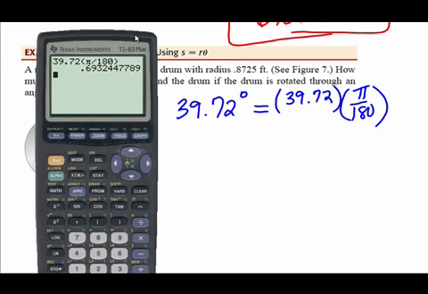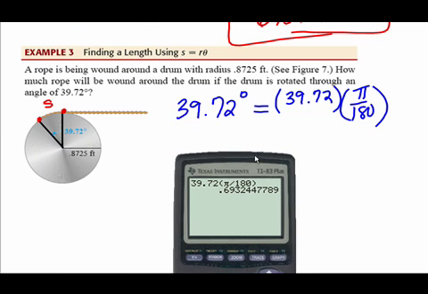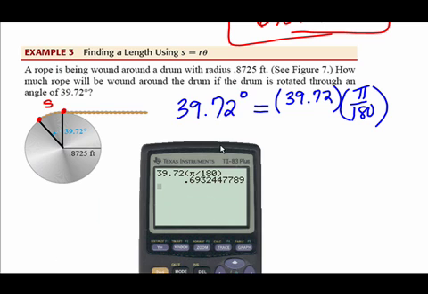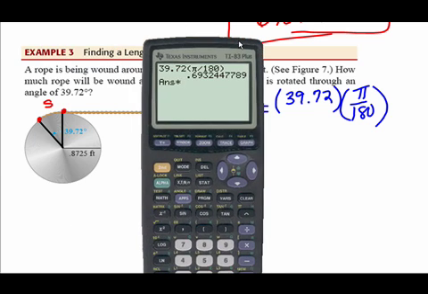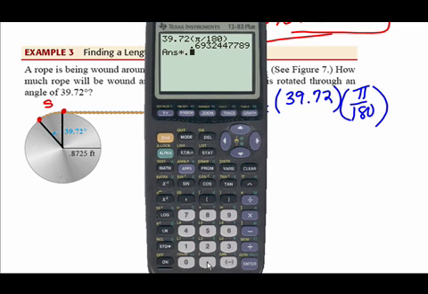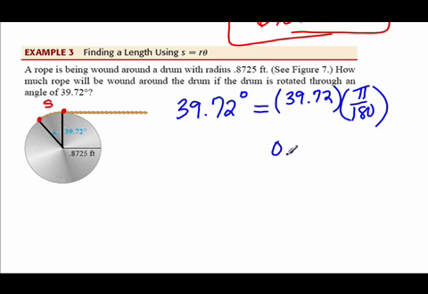I'm going to leave all of that in the calculator, right? Because we're just going to turn around and multiply that by the radius of the circle. The radius of the circle is 0.8725 feet. So I'll just hit the multiplication button and say take previous answer times 0.8725. So our final answer in feet, 0.605 feet. There's our arc length.